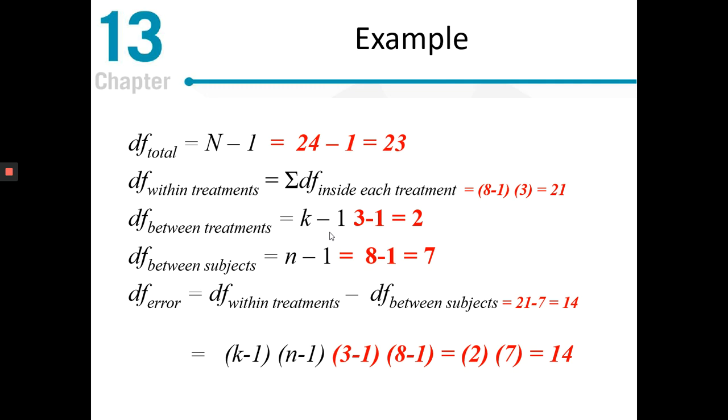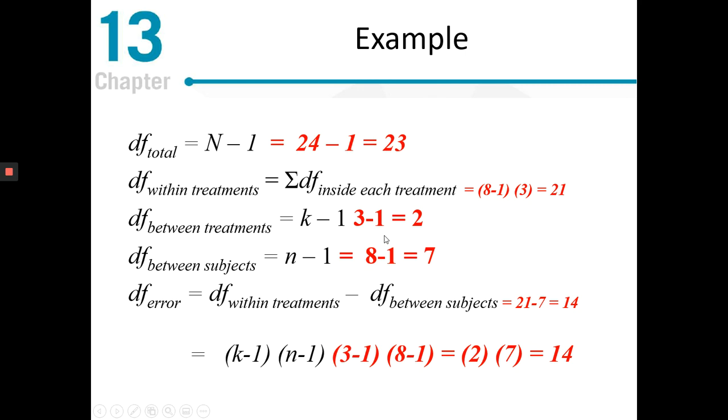We do our degrees of freedom. Our degrees of freedom total is the same as the one-way. We have 8 people measured 3 times, so 24 measurements of the DV, 24 minus 1, 23 degrees of freedom total. Degrees of freedom within treatments is the degrees of freedom inside each of the treatments, adding them together. So we have 8 people, 8 minus 1, we have 7 degrees of freedom in each sound condition. There's 3 sound conditions, so 7 times 3 is 21.